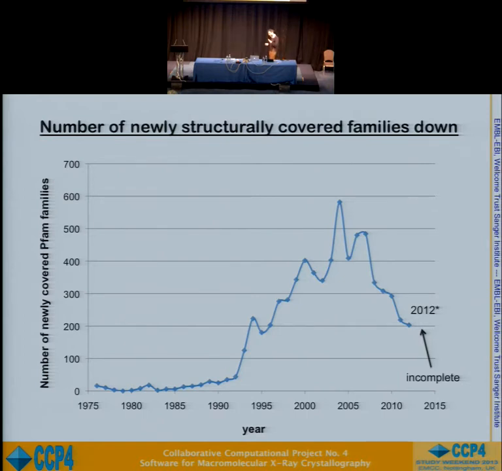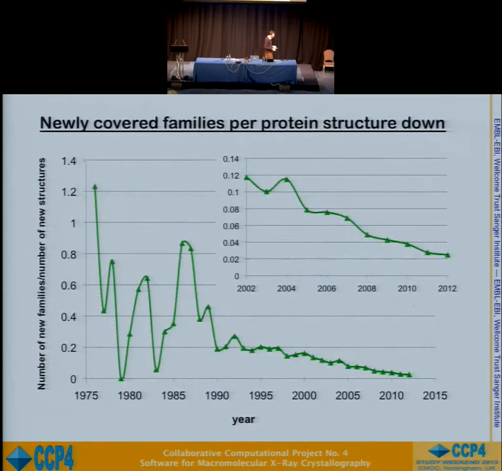So it looks as if, although the number of structures is increasing, we are solving fewer new structures to some extent. And you can see this by just taking the ratio between the number of new families acquiring a structural representative and the number of structures solved. So you see that this is much smoother than the previous one, and only about 2% of the structures solved in 2012 belong to new PFAM families. So for 98% of the structures, there was some homolog in the PDB.